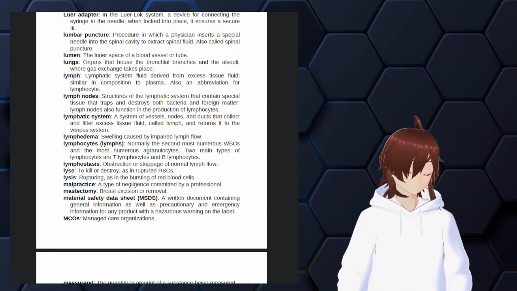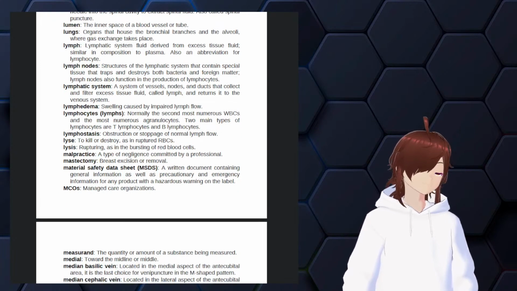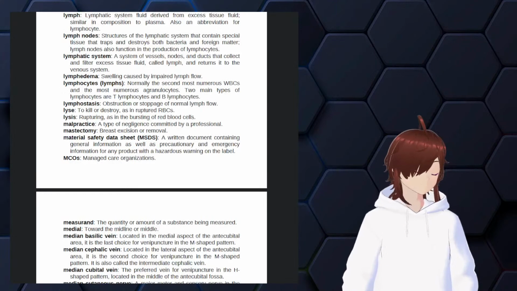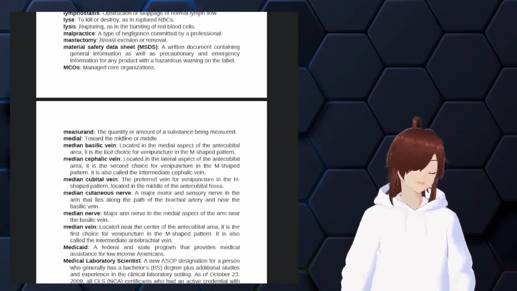Lymphostasis, obstruction or stoppage of normal lymph flow. Lyse, to kill or destroy, as in ruptured RBCs. Lysis, rupturing, as in the bursting of red blood cells. Malpractice, a type of negligence committed by a professional. Mastectomy, breast excision or removal.